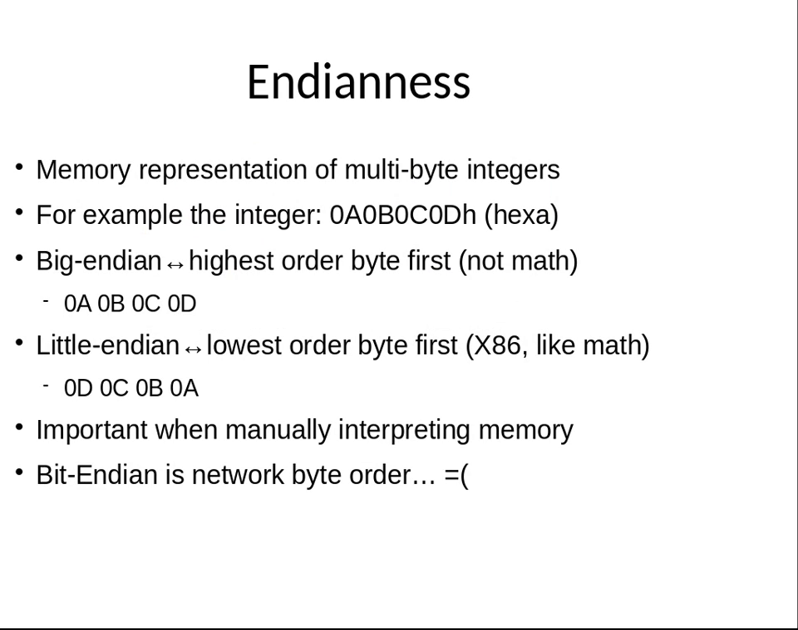Memory representation of multiple byte integers. You know, a 1-byte integer is from 0 to 255. That's useful to an extent, but that ends its usefulness pretty quickly. So we need to have a bigger one, like 0A0B0C0D in hex. Well, the question is, which byte is the big byte and which byte is the little byte. Big endian is the highest order byte first, which means that the 0A is the big one.